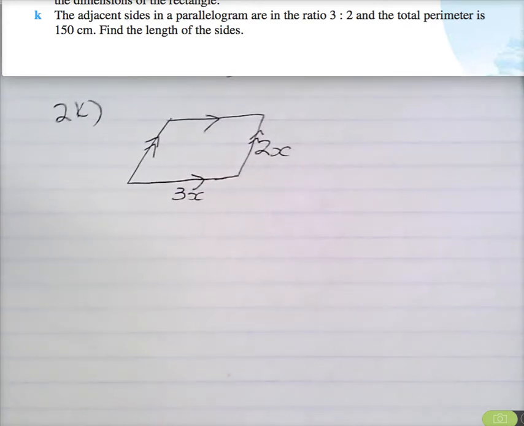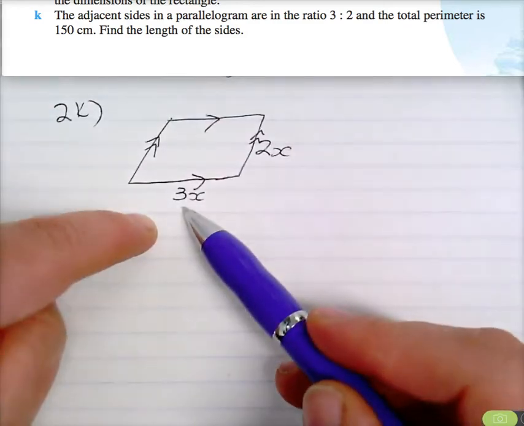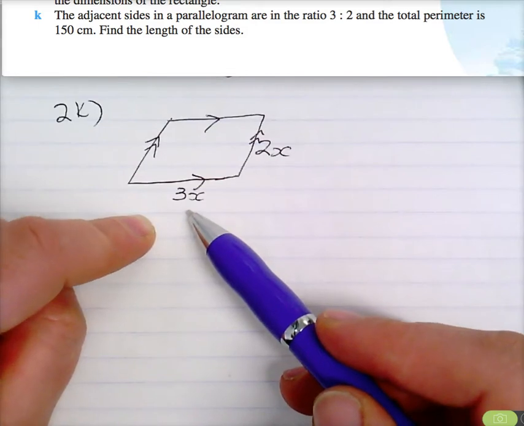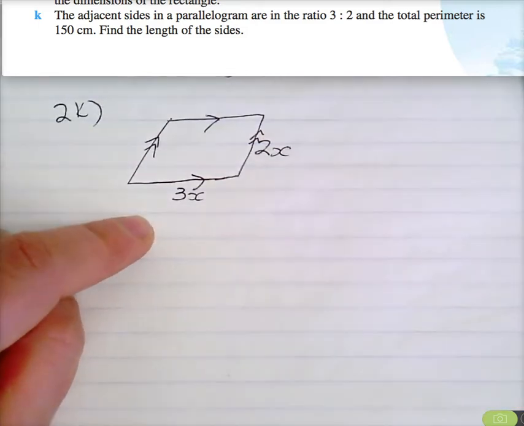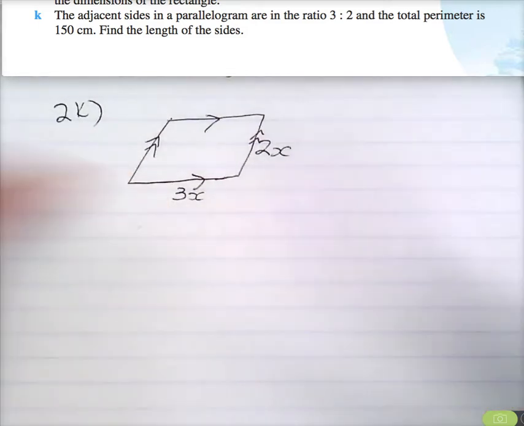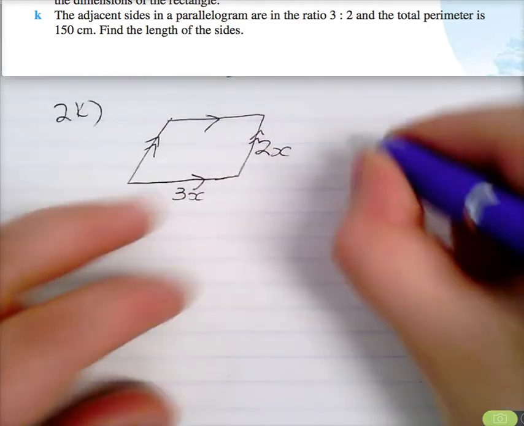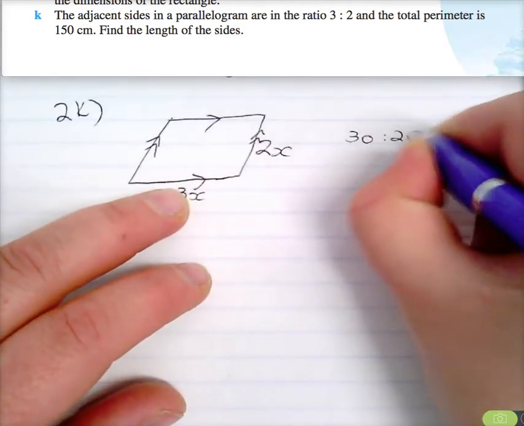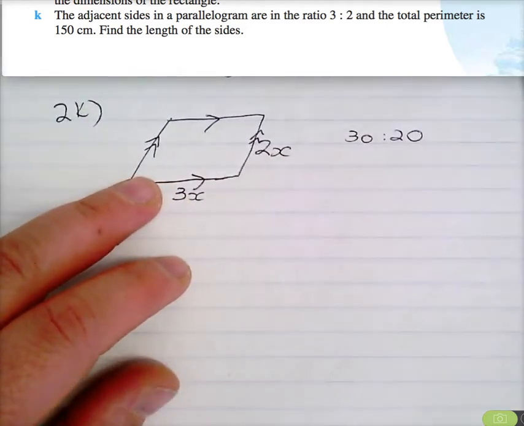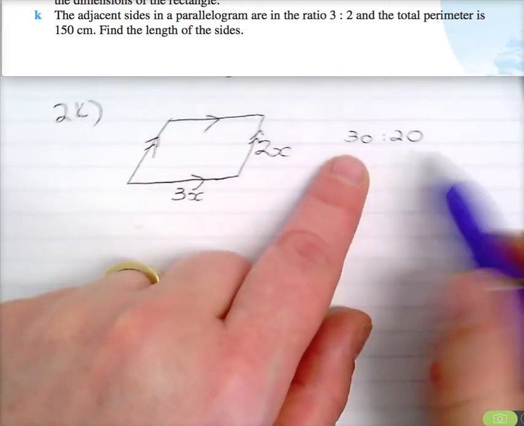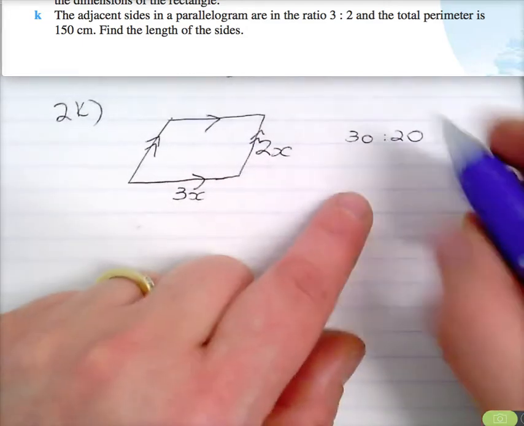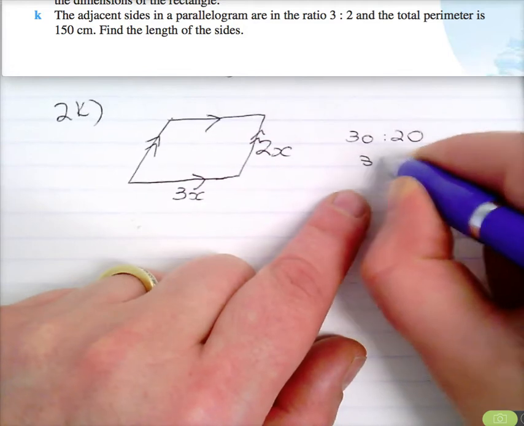So if the ratio is 3 to 2, it doesn't mean the side lengths are 3 and 2. It means if this one was 20, that one would be 30. Does that make sense? Now it's 3 to 2, but 3 times something and 2 times something. Let's say it was 30 and 20. How do you simplify that ratio? Divide both by 10 and you'd get 3 to 2.